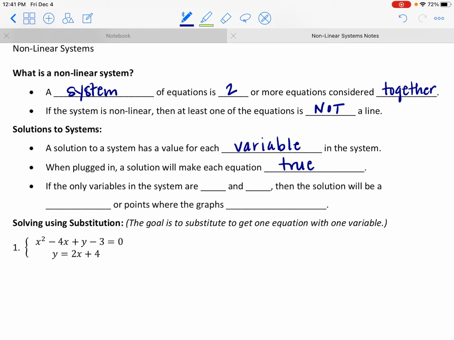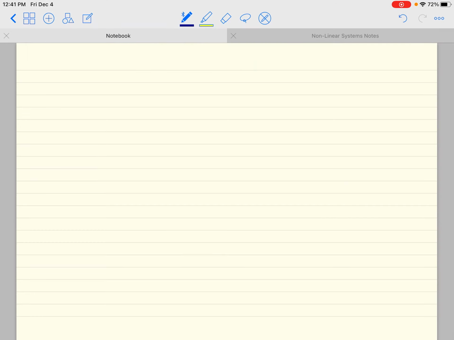Now, if the only variables that are in your system happen to be x and y, then the solution is going to be a point or multiple points where the graphs intersect. So it could be a point or multiple points where the graphs intersect. Okay, so just to take you back to the linear systems where we started, if we were to graph two lines, let's say here's our first and then here's our second, then the solution is the point where those two lines cross.